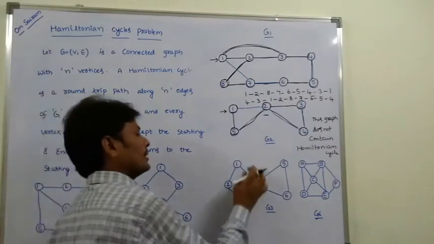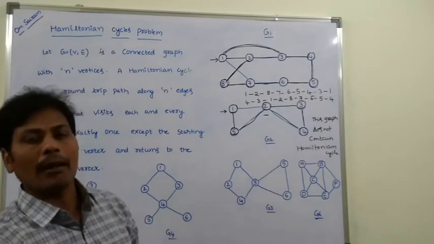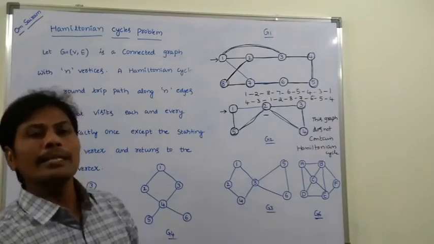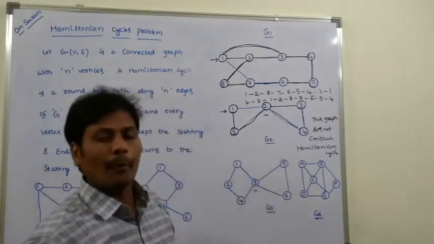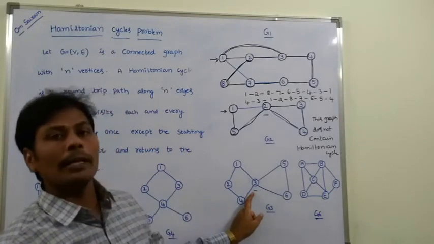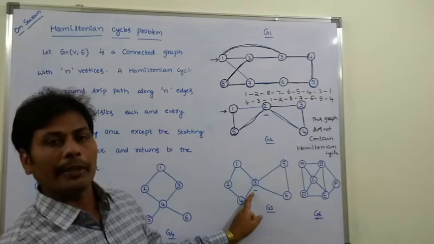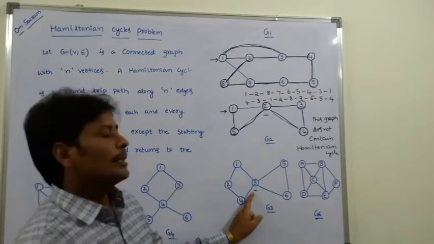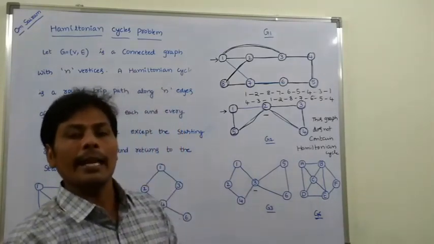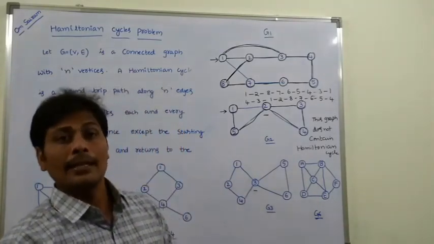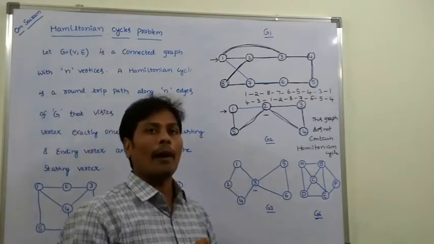Next, suppose we take this example graph. This graph also does not contain any Hamiltonian cycle, because here vertex 3 is a junction point. This vertex is called an articulation point. If any graph contains an articulation point, then we can say that this graph does not contain any Hamiltonian cycle. Check whether this graph contains any Hamiltonian cycle or not.